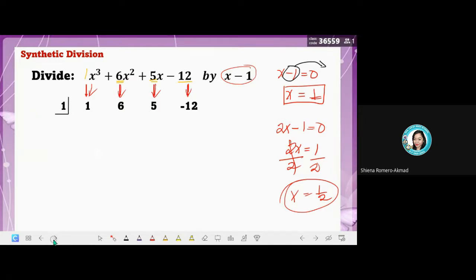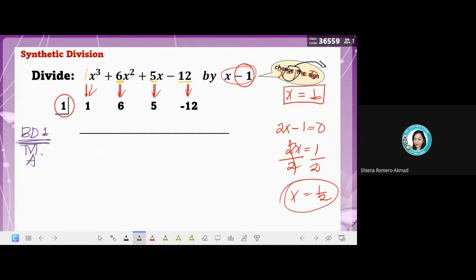Next is, we will now proceed to the procedure, or the step-by-step. Ano yung kailangan nyo tandaan dito? Ang kailangan nyo pong tandaan is yung acronym na bring down ng isang beses lang, and then multiply, add, multiply, add. So, isang beses lang magbe-bring down. After mo mag-bring down, multiply, add, multiply, add, until you get to the last digit. Or, I mean, last coefficient. Okay, so let's do it.